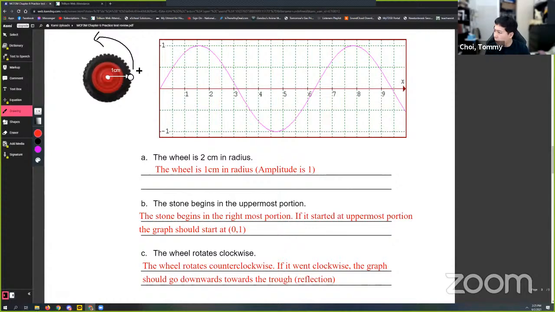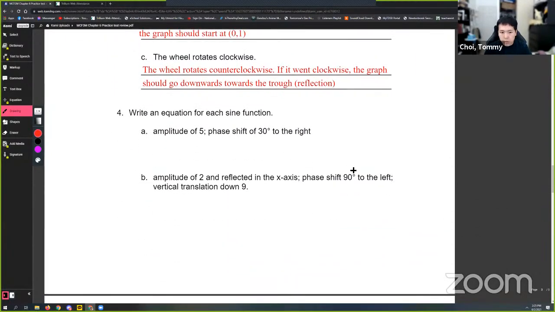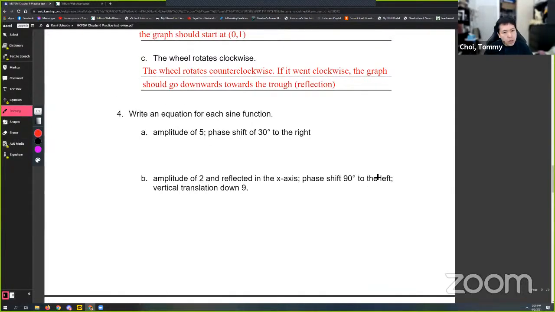What's happening with the rock? How's the wheel turning? What's the radius of the wheel? These little key things can actually be seen on this graph by looking at some key pieces of information. That's very well done. All right. For A and B, writing an equation for each sine function.